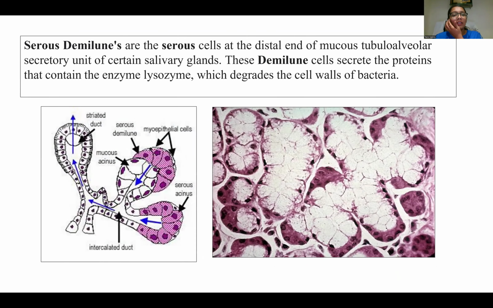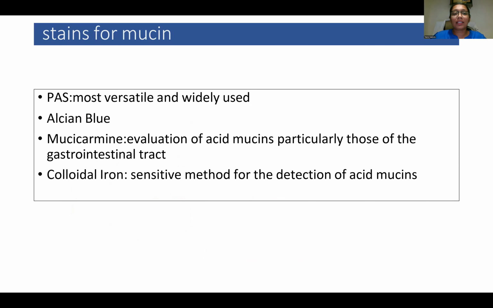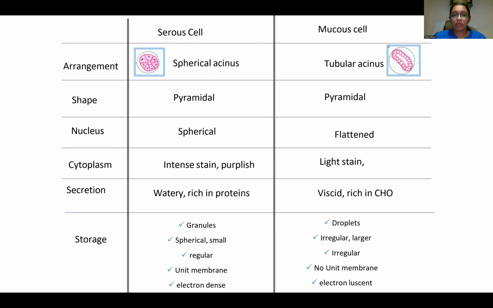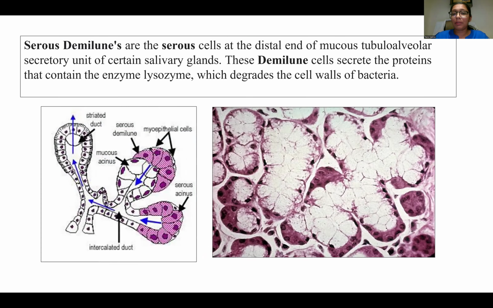Next, we have to understand the concept of the serous demilunes. So here, what are the serous demilunes? These are the serous cells present at the distal end of the mucous tubuloalveolar secretory unit of certain salivary glands. These secrete proteins which contain enzymes such as lysozyme, and they degrade the cells of bacteria. These are the serous demilunes.